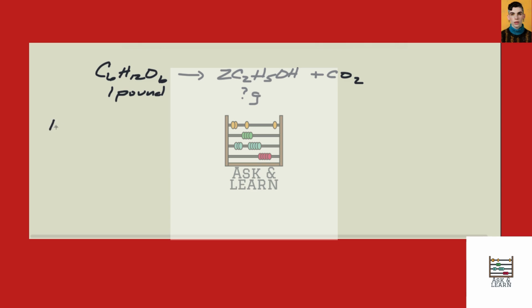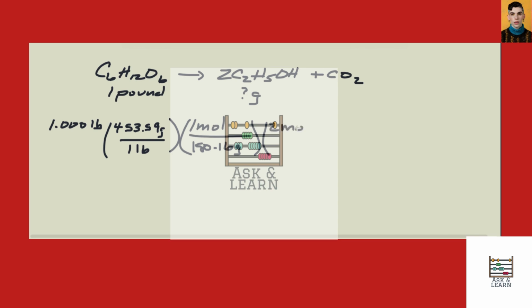So if we start out with our 1 pound, we can convert that into grams. There's 453.59 grams in a pound. And so now that we have grams, we can now do our normal stoichiometry, convert that into moles. So 1 mole of glucose, its molar mass is 180.16 grams. That gets us moles of glucose.